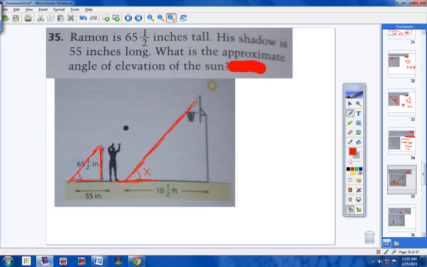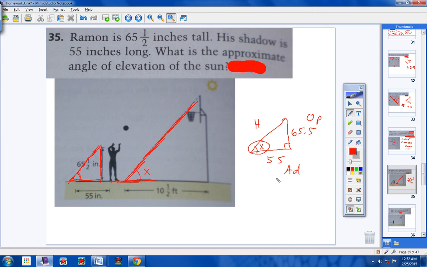Okay, so I'm going to draw it off to the side here. This is 65.5. This is 55. And I'm looking for this angle right here. Now remember, we've learned how to solve right triangles. So this is the angle they've given to me. So go straight across. This is your opposite. This is your hypotenuse. This is your adjacent. Now what two sides do you know?